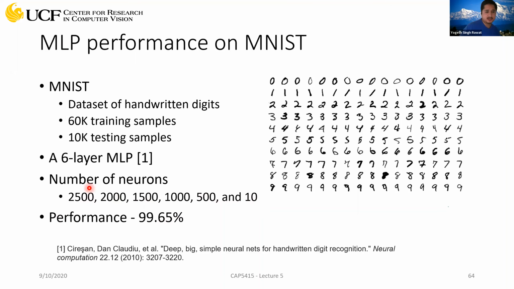They showed that they can achieve a performance of 99.65%, and this is just using an MLP. If you do the math here, if you have 10,000 samples, you are wrong for only 35 samples, and the rest, 9,965 samples, you are predicting correctly. So that's a big deal.